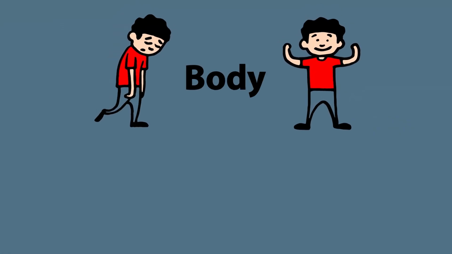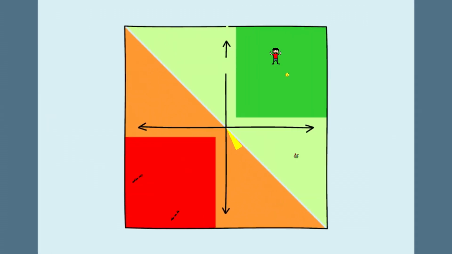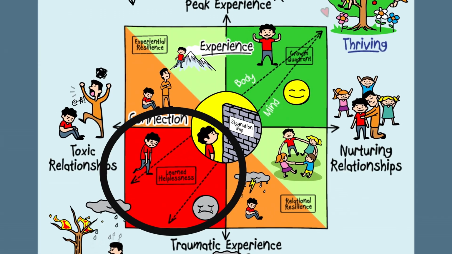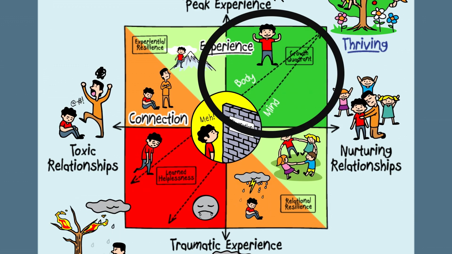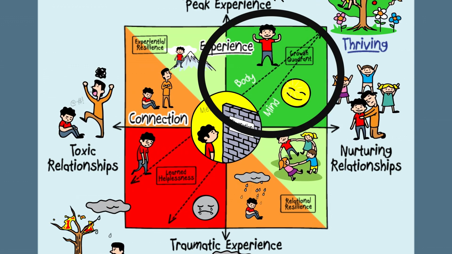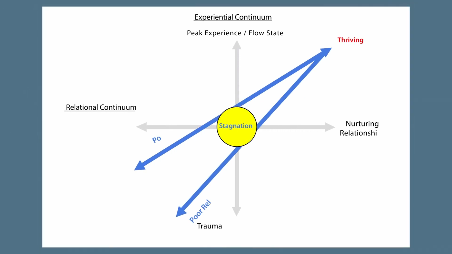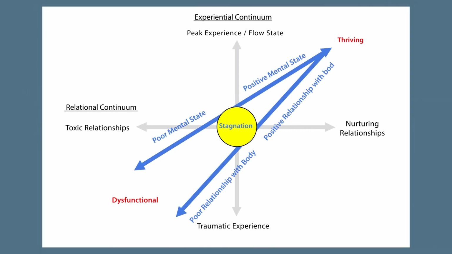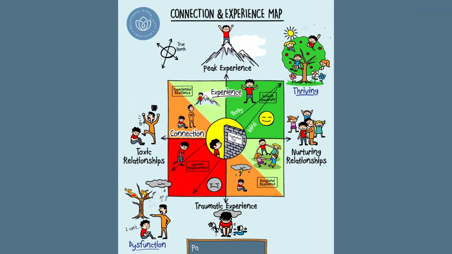The map also tracks how we relate to our body and mind. In the learned helplessness quadrant, people often feel physically run down and emotionally disconnected. But in the growth quadrant, mind and body come together. We feel strong, healthy, and clear in mind. This integration of mind and body is shown as converging lines on the map. When this all comes together, we have the complete Connection and Experience Map.